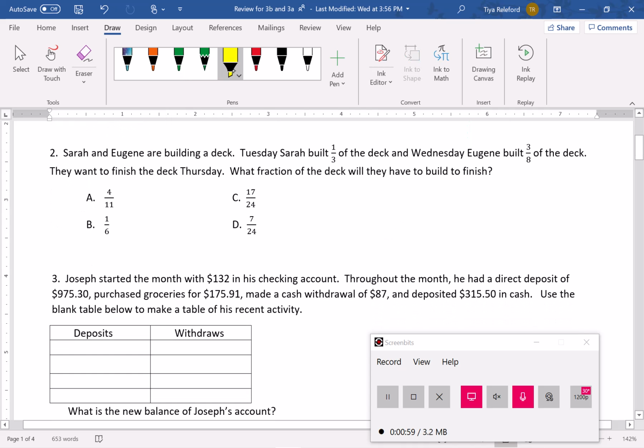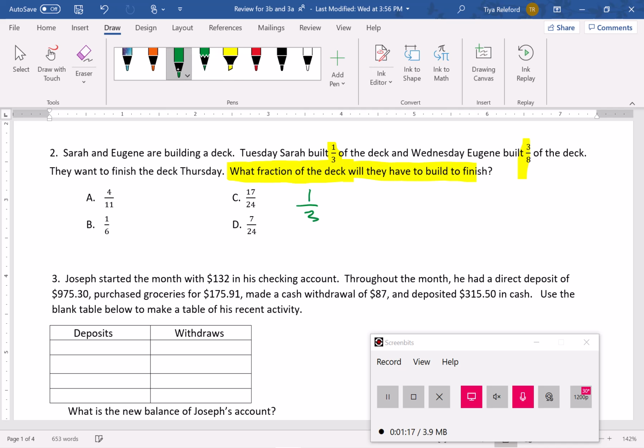Sarah and Eugene are building a deck. Tuesday, Sarah built 1/3 of the deck, and Wednesday, Eugene built 3/8 of the deck. They want to finish the deck Thursday. What fraction of the deck will they have to build to finish? You need to add 1/3 plus 3/8, and then you're going to have to subtract.